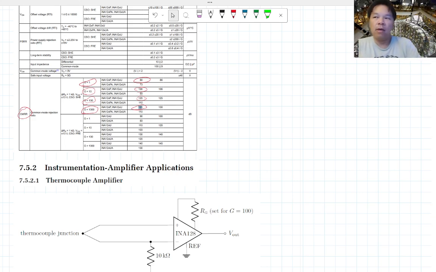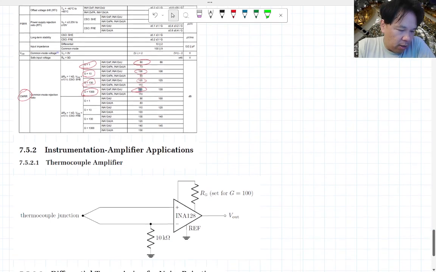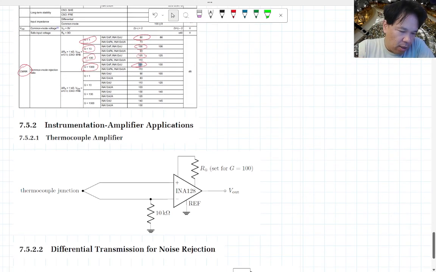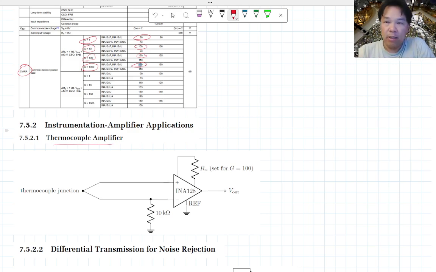Okay. So I'm going to spend the last couple of minutes talking about some of the applications, meaning what these instrumentation amplifiers can be used for. One of them is a thermocouple amplifier. What a thermocouple is, I don't know, is a thermometer.